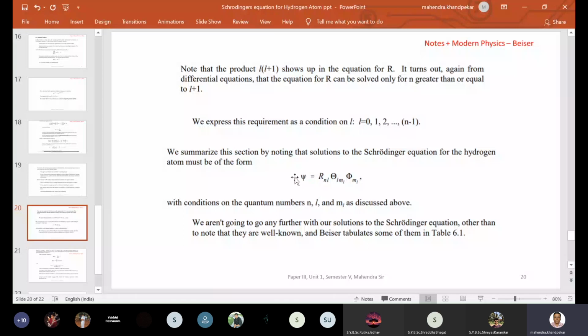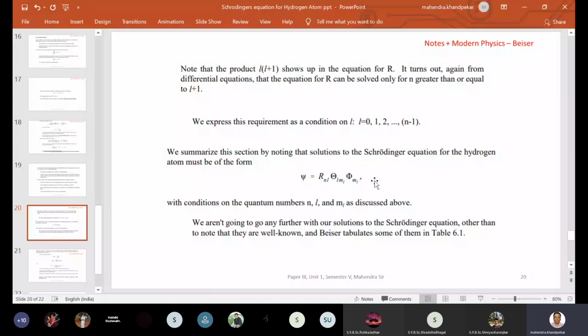So any wave function of an electron, the Schrodinger equation for the electron, can be written in terms of R, theta, and phi. R is dependent on n and L, small n and small l. Capital theta is dependent on L and ML, and capital phi is dependent on ML only. So we know that psi is a function of three variables R, theta, and phi with respective quantum numbers.